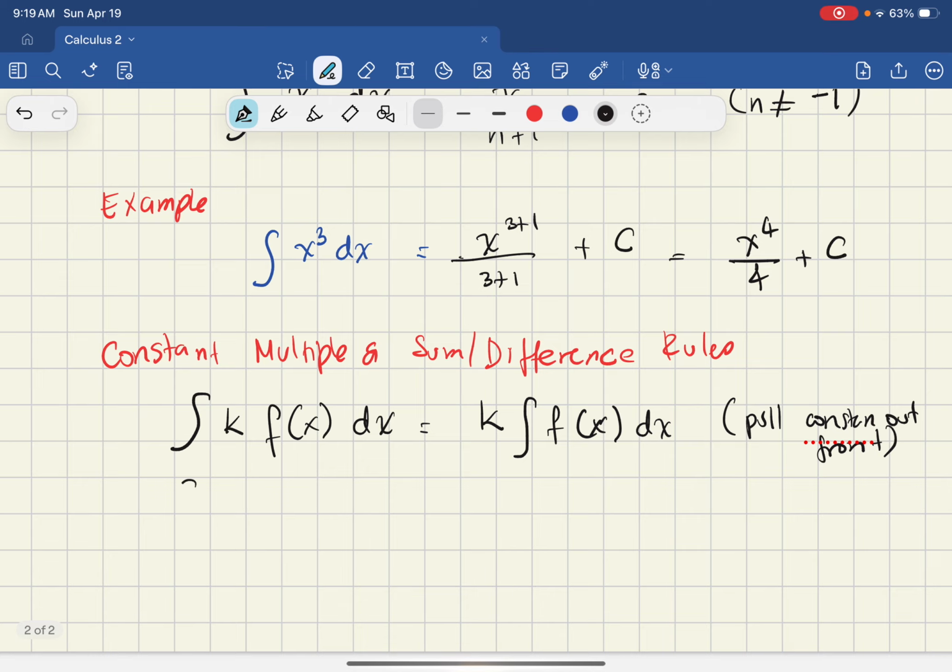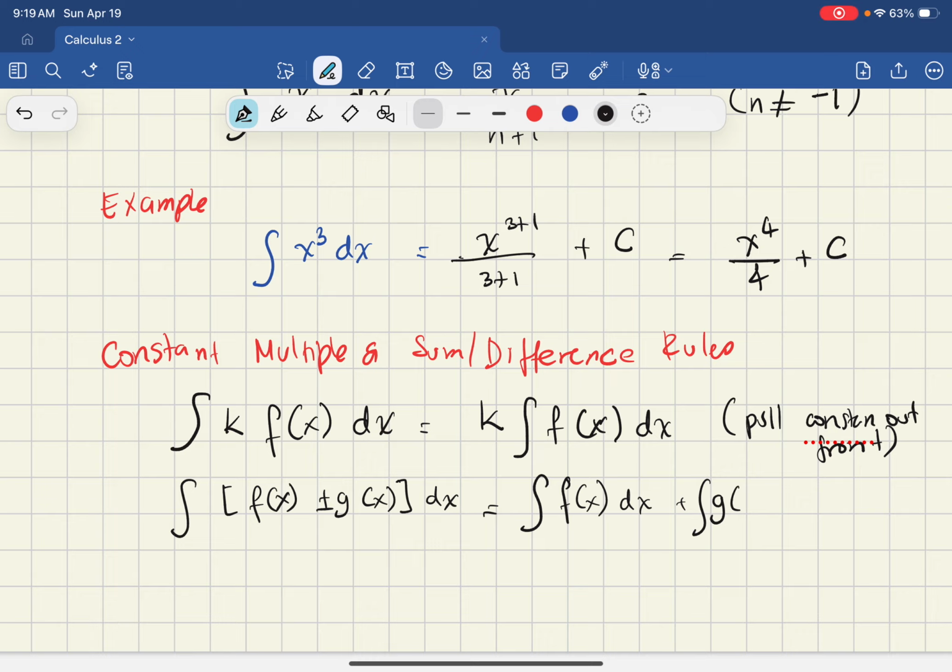And we also have that the integral of the addition of two functions, f of x plus or minus g of x with respect to x, is equal to, so we can separate them this way, the integral of f of x dx plus the integral of g of x dx. What this is saying is that we integrate term by term.